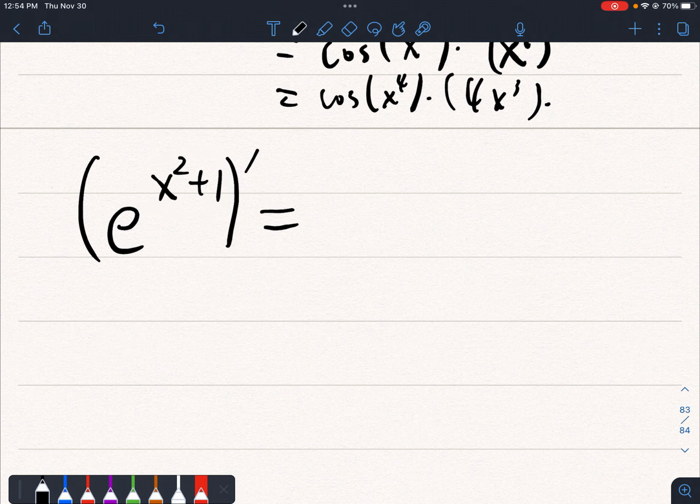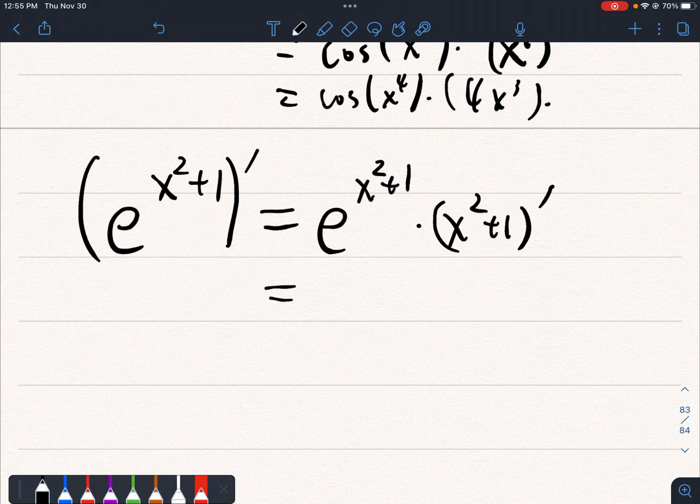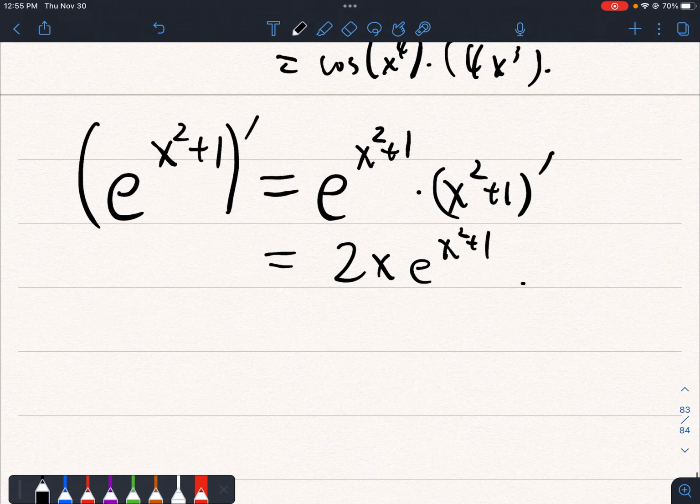So in this case, let me erase this. This is equal to, we think about this as a variable, and then take the derivative. Then we get e to the x squared plus 1 again, because the derivative of e to the x is also e to the x. And then we need to multiply by the derivative of x squared plus 1, which is 2x. So this is 2x times e to the x squared plus 1.